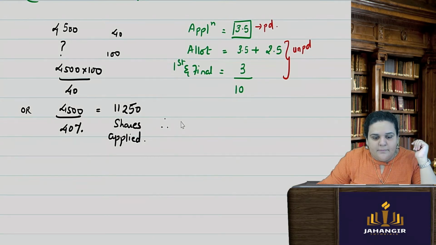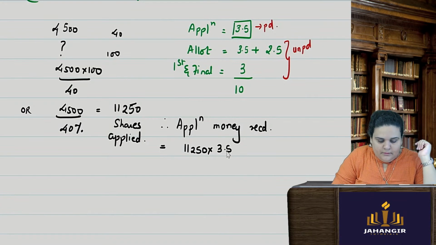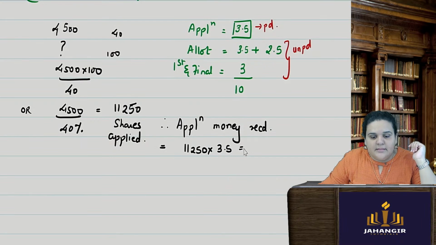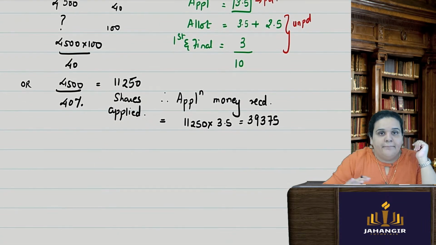Now since I got the number of shares applied, the application money received will be equal to 11,250 into 3.5. Just multiply and see. You will get 39,375 rupees on application.